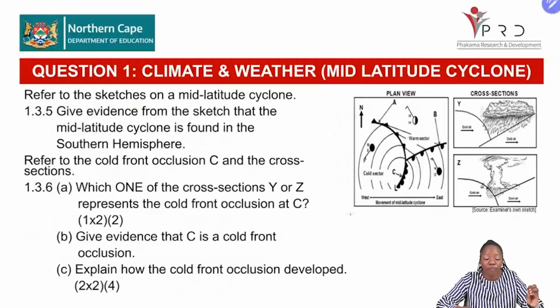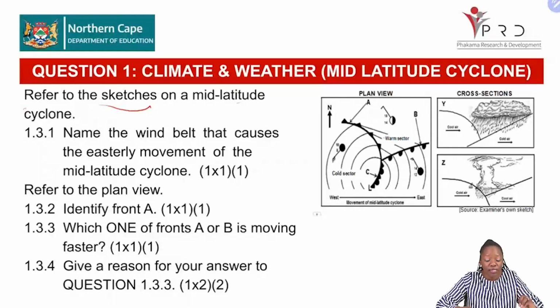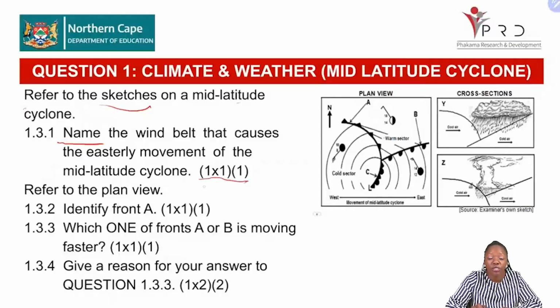In our question, we are given the first question, 1.3.1. Name. We said you need to underline the keyword, which is name. So therefore, you cannot give a full explanation because you need to name. It's just one. And also looking at the mark allocation, it's 1 times 1. So: name the wind belt that causes the easterly movement of the mid-latitude cyclone. So we are looking at the wind belt that will cause this easterly movement.